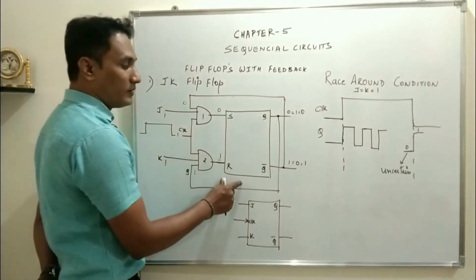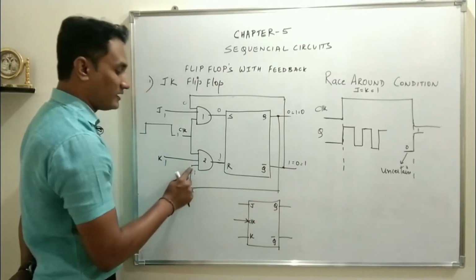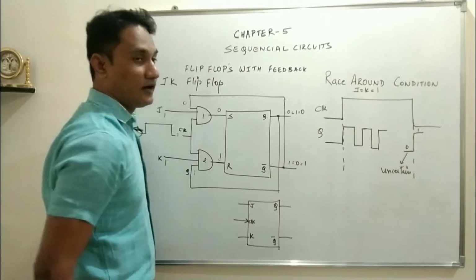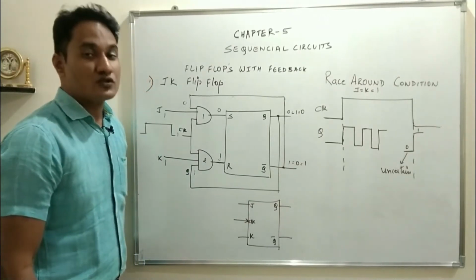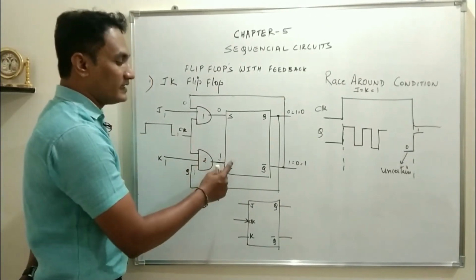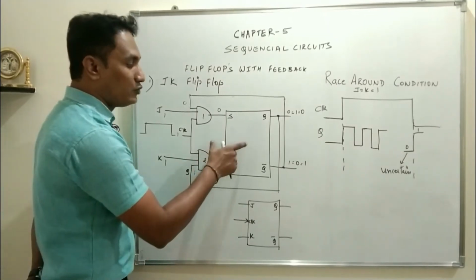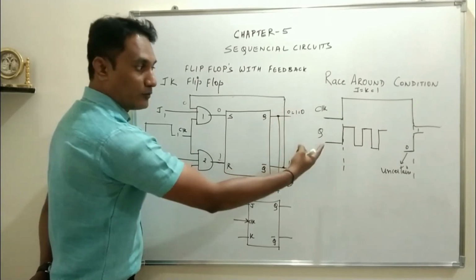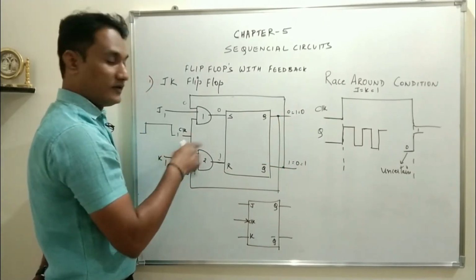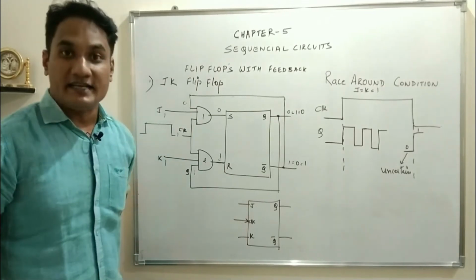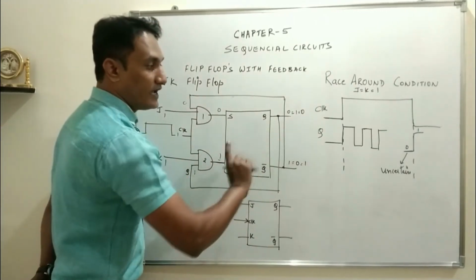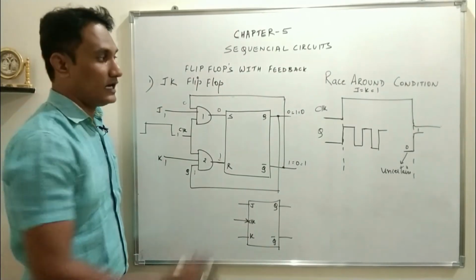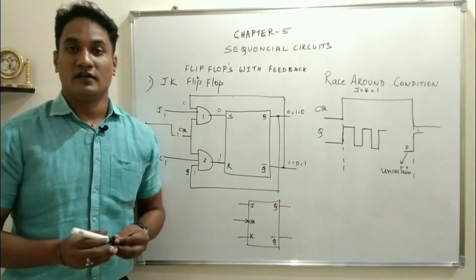So basically the problem is, as the output is directly connected back to the input, change in output will produce change in input, and change in input will directly affect the output condition again. So what we have to do is, in the next flip-flop we will have two sets of SR flip-flop, one for input, one for output. That means when output is changing, input will be deactivated. When the input is changing, the output will be deactivated. In that way we can remove this race around condition. So I hope you have understood race around condition.